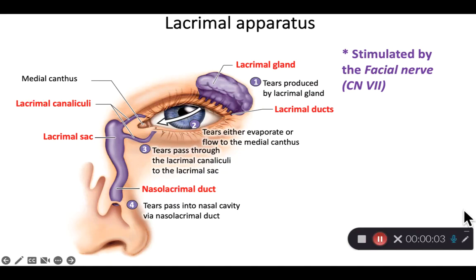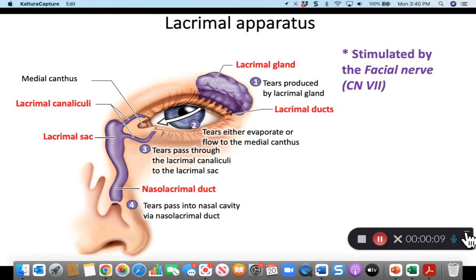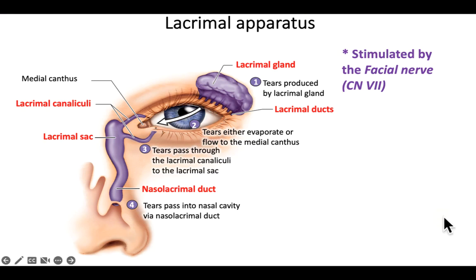We're going to begin our discussion of eyes and vision by looking at what's known as the lacrimal apparatus. Basically, these are structures involved in the production and drainage of tears. So, tears help lubricate the eyeball. They also help to flush anything that might have landed on the eyeball. And these tears are produced by what's known as the lacrimal glands.